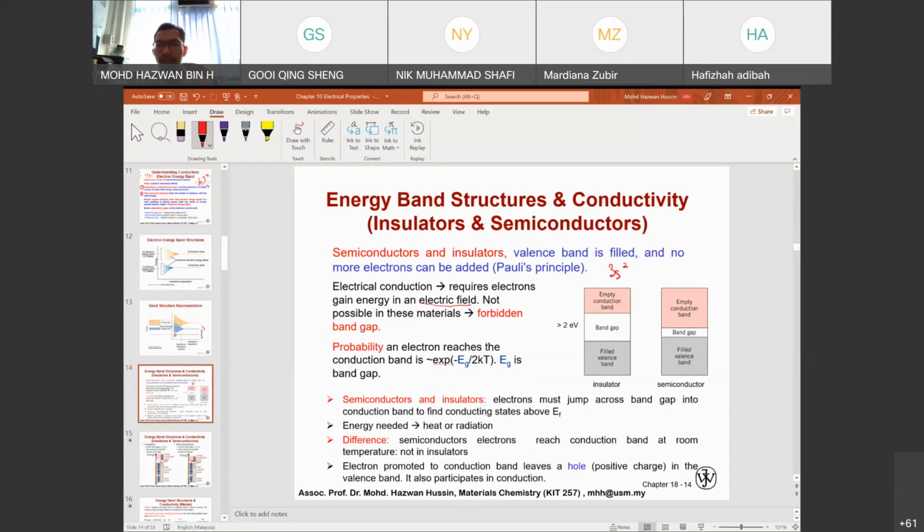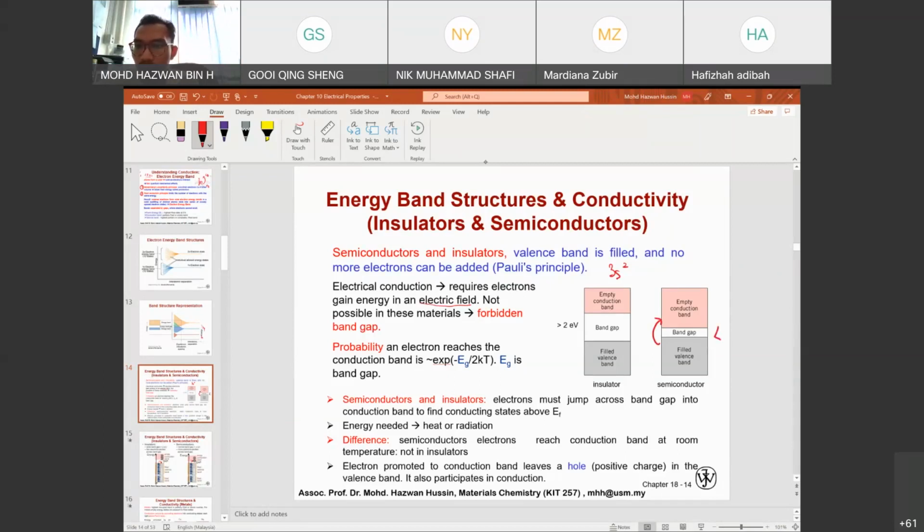In semiconductors and insulators, an electron must jump across the band gap into the conduction band to reach a conducting state above the Fermi energy. As I said, Fermi energy is the minimum amount of energy required to make it conductive. So at first we see that all these are empty. When it receives external energy, it needs to overcome a minimum amount of energy so that the electron can jump to the conduction band.